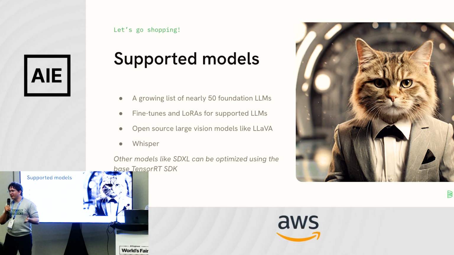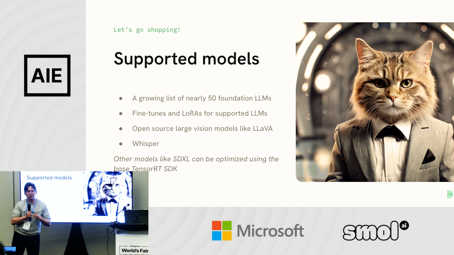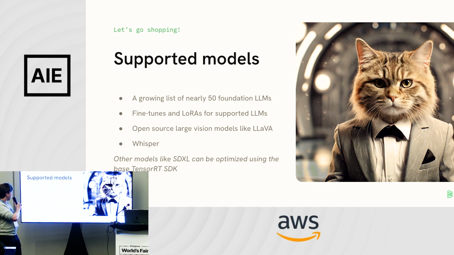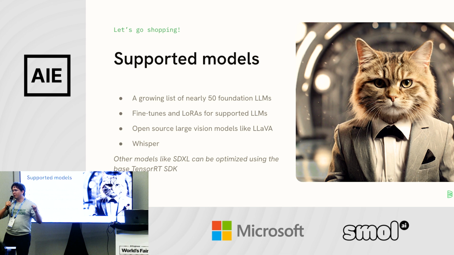So what models can you use with TensorRT-LLM? Lots of them. There's a list of about 50 foundation models in the TensorRT-LLM documentation, and you can also use fine-tunes of those models, anything you've built on top of them. It supports open source large vision models, so if you're building your own GPT-4o, you can do that with TensorRT-LLM. It also supports models like Whisper. And with TensorRT itself, you can do anything: any model, custom, open source, fine-tuned. But TensorRT-LLM is what we're focusing on today because it's a much more convenient way of building these models.